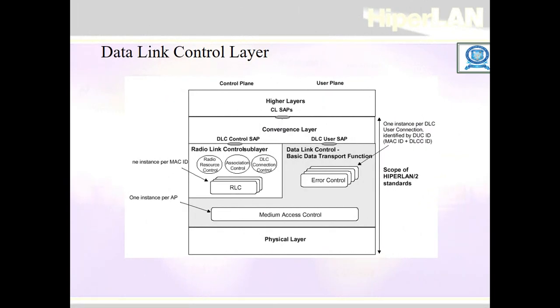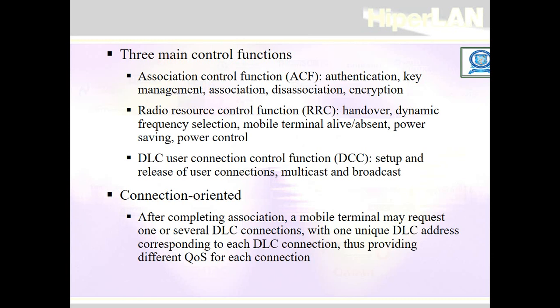This diagram shows the data link control layer. In the data link control layer we have three main control functions. The first is the association control function, the second is the radio resource control function, and the third is the DLC connection control function. The association control function is used for authentication and key management. The radio resource control function is used for handover and dynamic frequency allocation, and the DLC connection control function is used for setup and release of user connections.